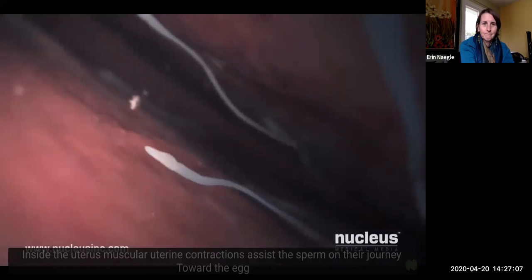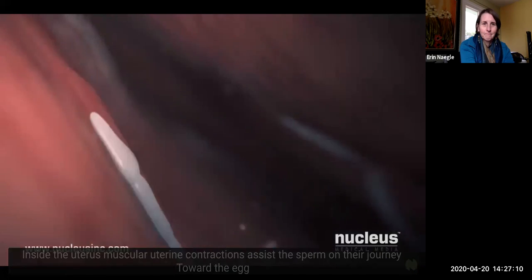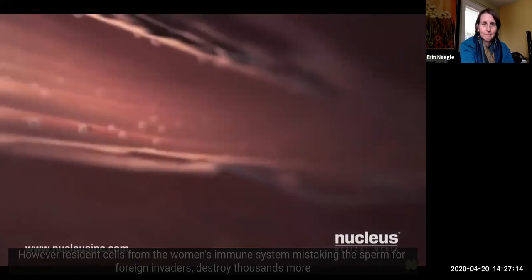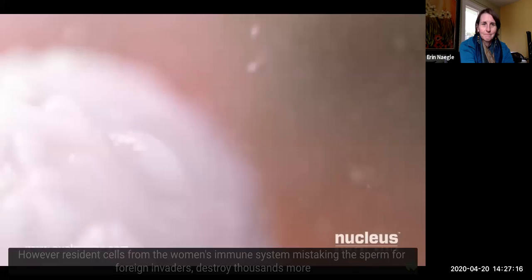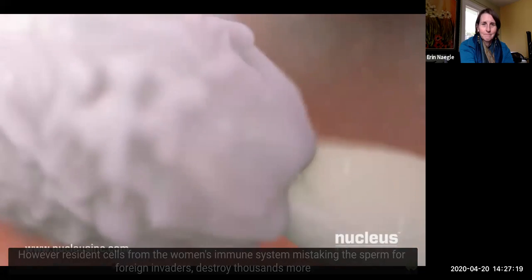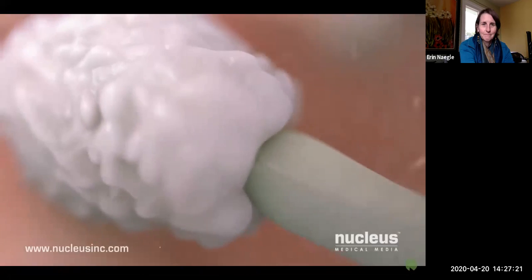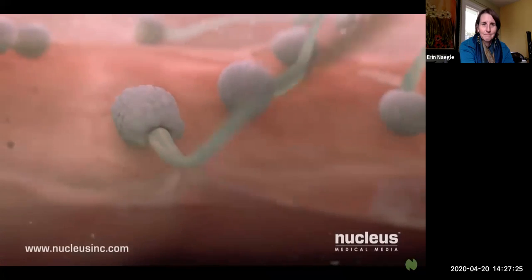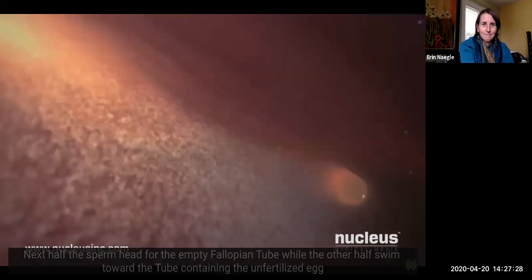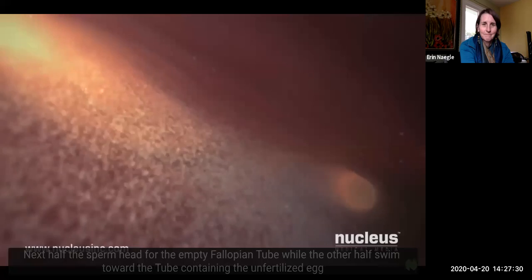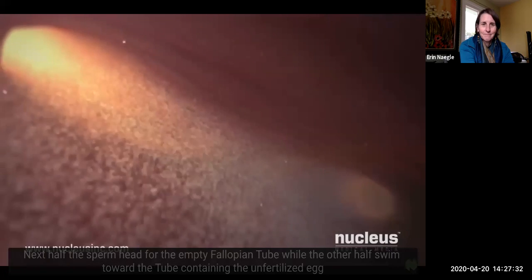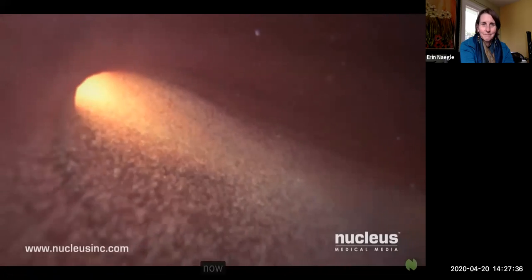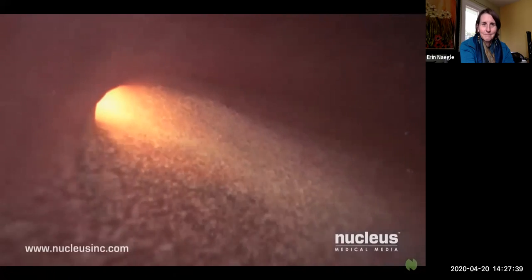Inside the uterus, muscular uterine contractions assist the sperm on their journey toward the egg. However, resident cells from the woman's immune system, mistaking the sperm for foreign invaders, destroy thousands more. Next, half the sperm head for the empty fallopian tube, while the other half swim toward the tube containing the unfertilized egg. Now, only a few thousand remain.